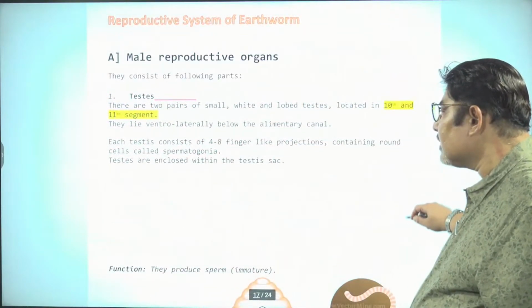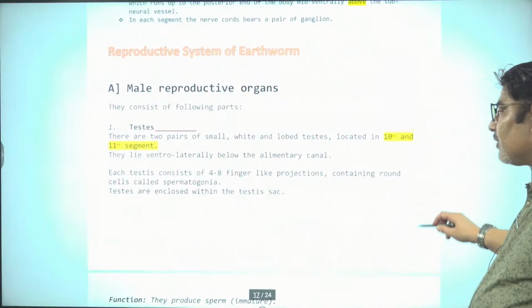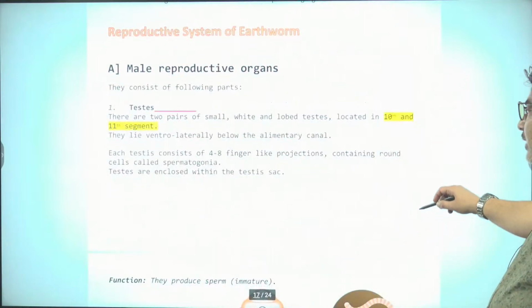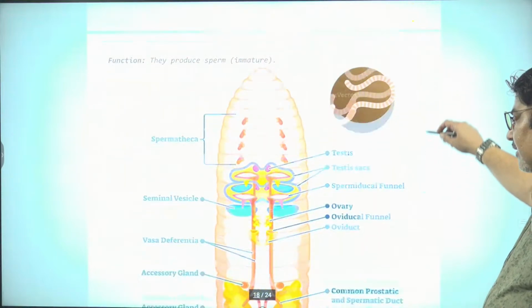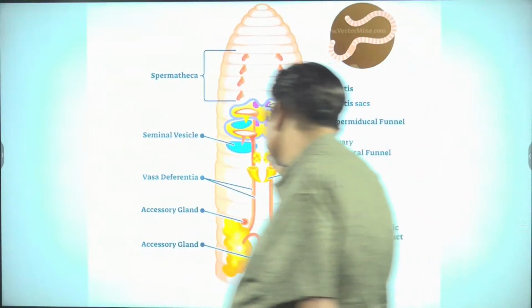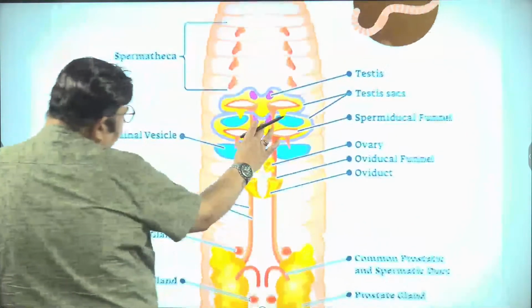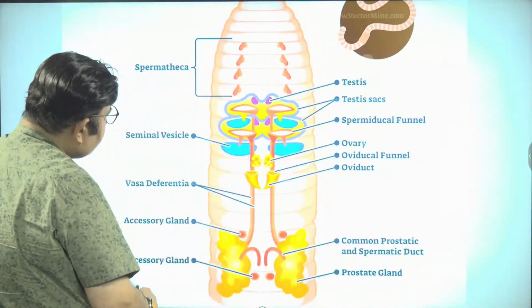Male reproductive organ, testes. There are two pairs of small white lobed testes located in the 10th and the 11th segment. Here comes the diagram. Please learn it, 10th and the 11th segment.